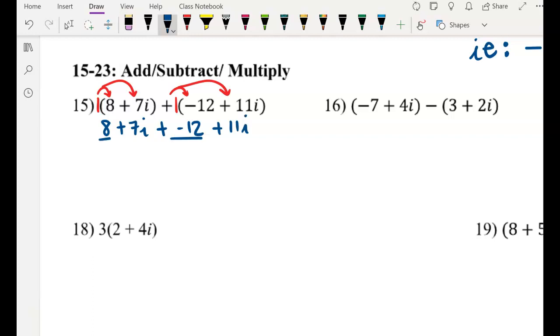So put all the real numbers together. 8 plus negative 12 is the same thing as negative 4. Put all the imaginary numbers together, and then you add them normally, okay? Like terms. 8 minus 12, negative 4.